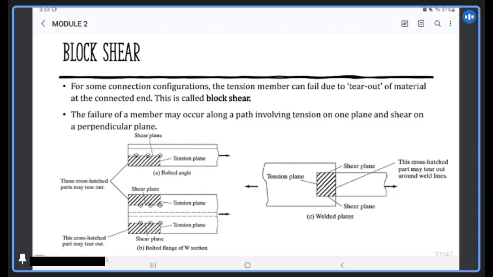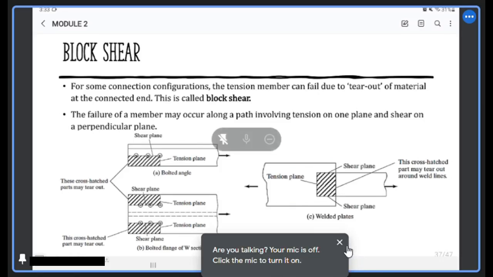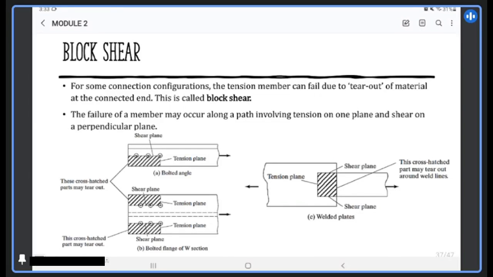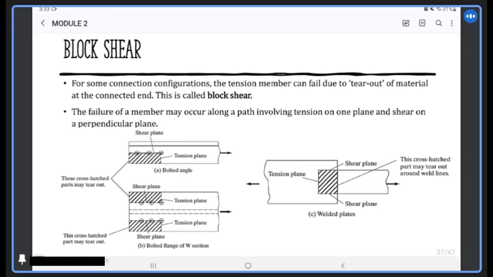at the connected end. And this is what we call a block shear. Tama pala. So the failure of a member may occur along a path involving tension on one plane and a shear on a perpendicular plane. No? Perpendicular to the shear on the perpendicular plane.